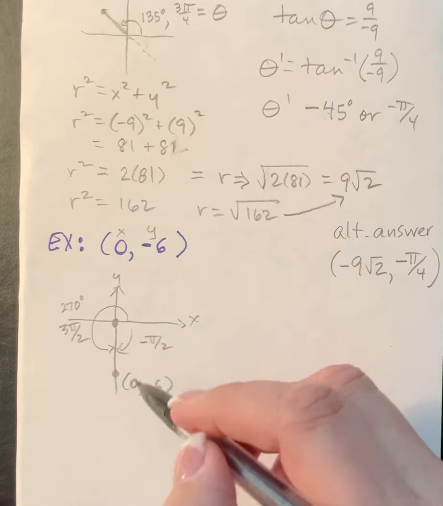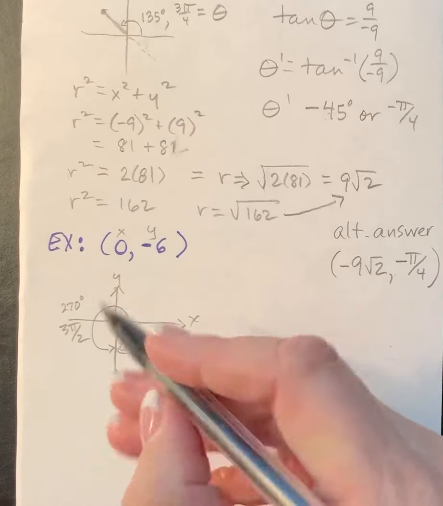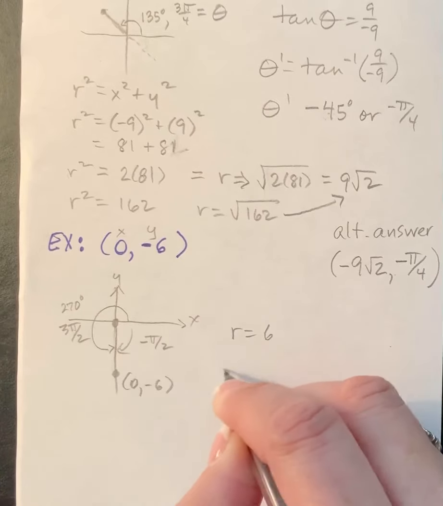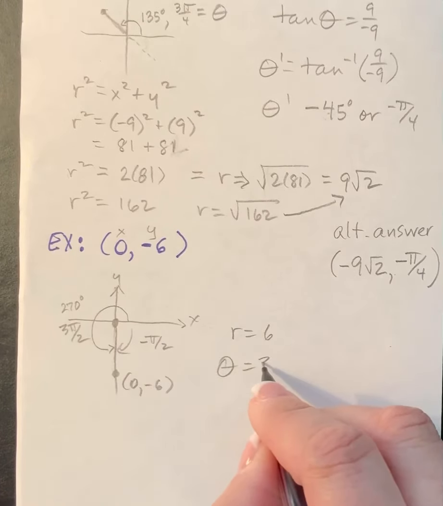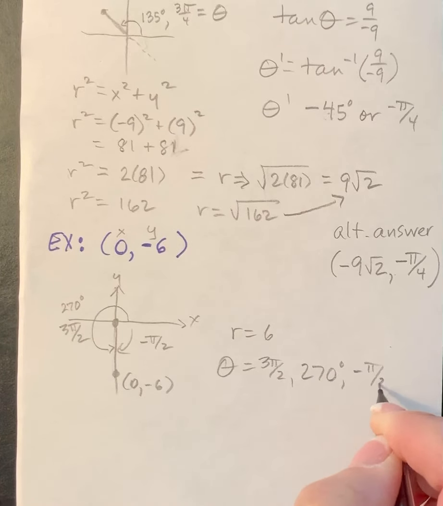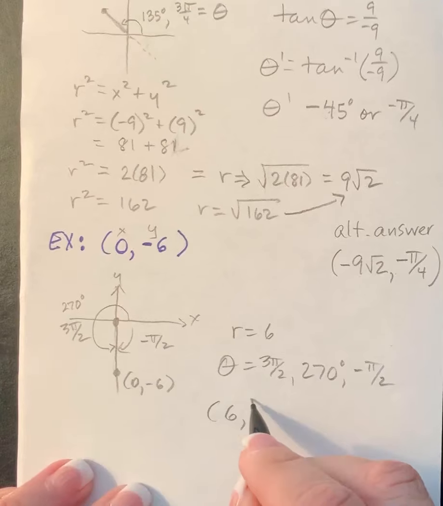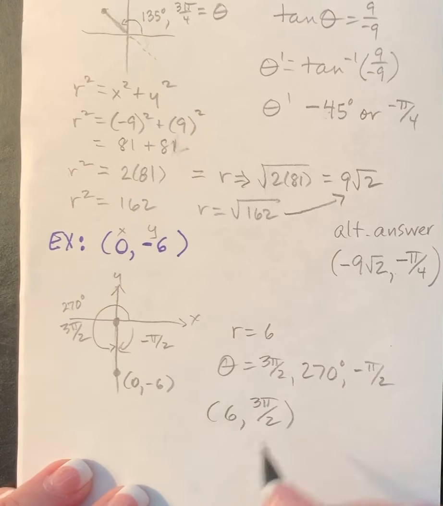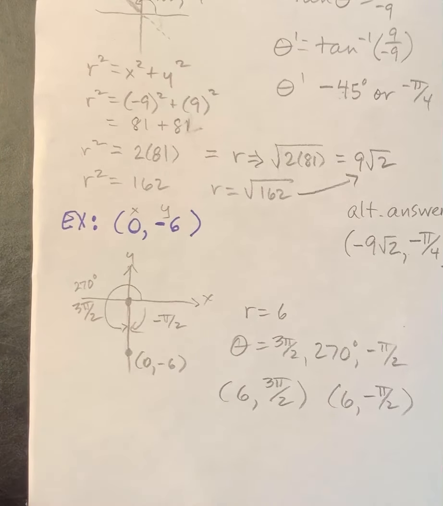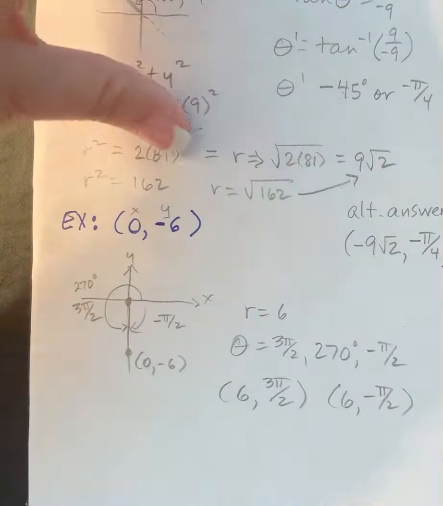Now, I'm working with a positive r, so this is 6 units away. So I could use r as 6, and then for my theta, I could use any of these, right, depending on maybe what directions they give you. So 6, comma, 3 pi over 2, okay, or 6, comma, negative pi over 2. Those are fine. All right. It could be done with a negative r, but I don't usually try to do that. It only complicates things. Okay.